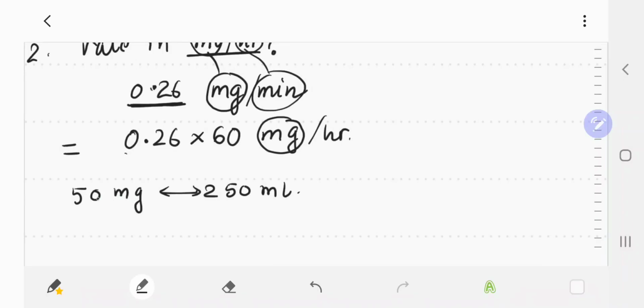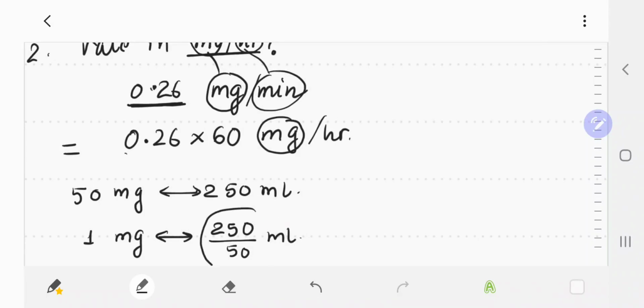If 50 milligram comes in 250 milliliter, then 1 milligram comes in 250 over 50 milliliter. This is the conversion rate here. 50 milligram drug comes in 250 milliliter, so 1 milligram comes in 250 over 50 milliliter. Okay. So to convert milligram into milliliter, you multiply by this 250 over 50 milliliter.